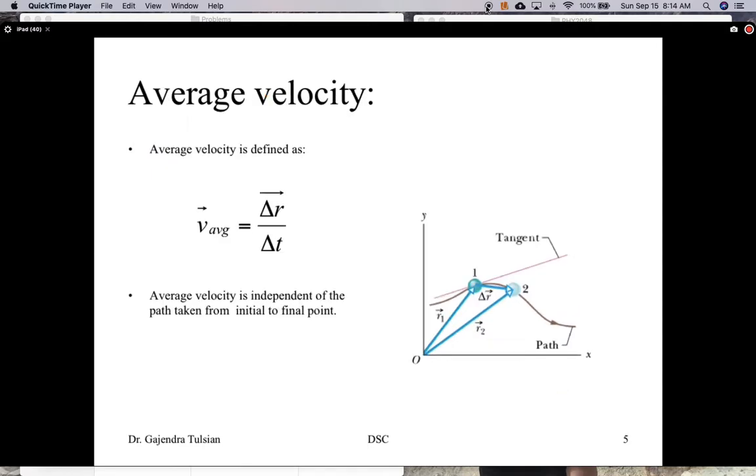Now we define the average velocity between these 2 instants. The average velocity is defined as the displacement vector divided by the time over which that displacement happened. Velocity is a vector, and the displacement is a vector. A vector divided by a scalar is a vector. So the velocity vector will point in the same direction as the displacement vector, except its length will be different.